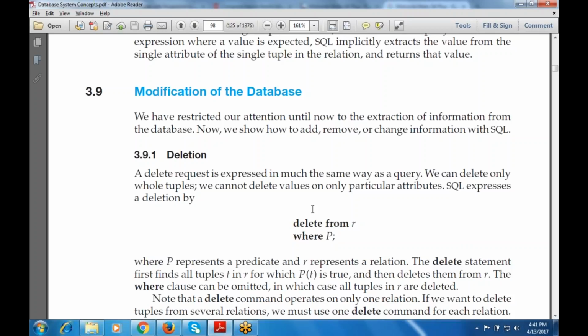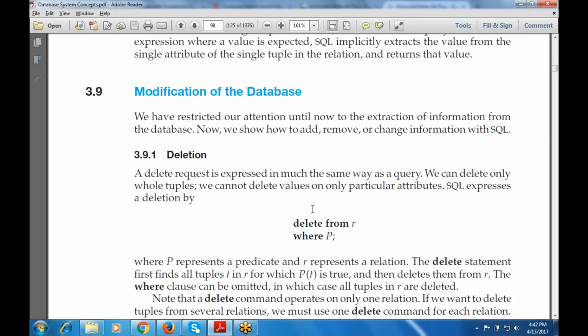Delete from R where P, where P represents a predicate and R represents a relation. The delete statement first finds all the tuples t in R for which P(t) is true and then deletes them from R. The where clause can be omitted, in which case all the tuples in R are deleted.